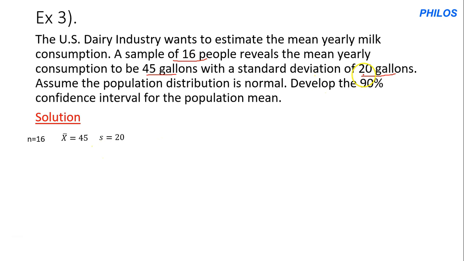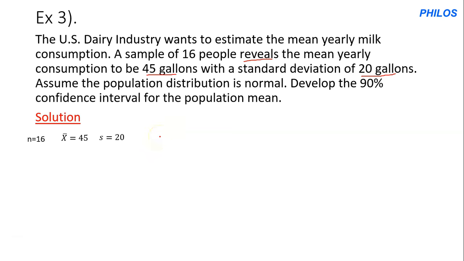How do I know this 20 is a sample standard deviation? Now, look at this. A sample of 16, that is the subject, reveals, this is the verb, the mean yearly consumption to be 45 gallons with a standard deviation of 20 gallons. Meaning that this sample is what is revealing this mean and this standard deviation. This mean is for the 16, which is a sample. And the standard deviation also is referring to this 16, which is also a sample. So that makes it a sample standard deviation.